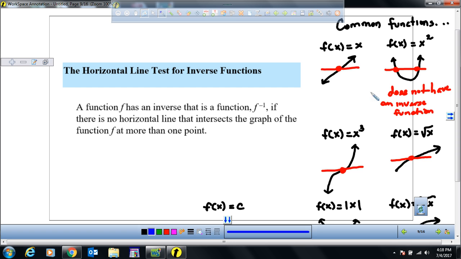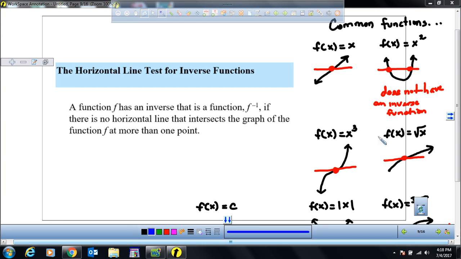Now, even though these functions do not have inverse functions, something that you're going to see in this section is that we can restrict the domain of this function, just like a piecewise function that we did in section 2.2. We can restrict the domain so that we only graph a piece of it. And when graphing a piece, when I do a horizontal line test, we want to ensure that the horizontal line intersects the function only once.